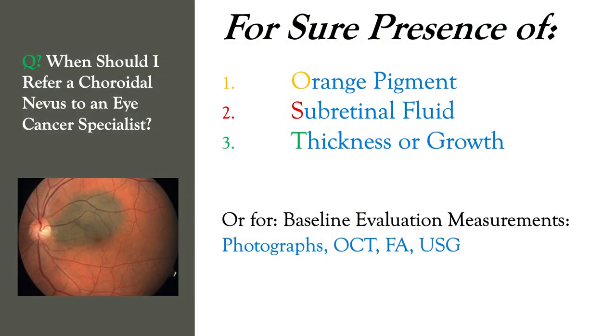So moving on to the question, when should I refer a choroidal nevus to an eye cancer specialist? Well, if you see orange pigment, or subretinal fluid, thickness, or growth, for sure, you can get a consultation. However, if you just want baseline evaluation measurements with photographs, OCT, fluorescein, and ultrasound by someone who looks at these lesions all the time, it's okay to send them.